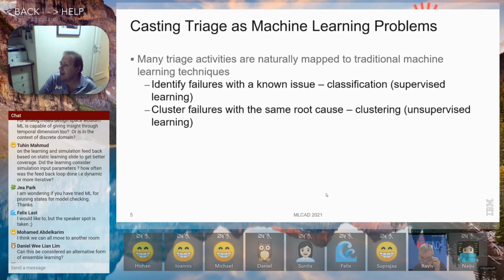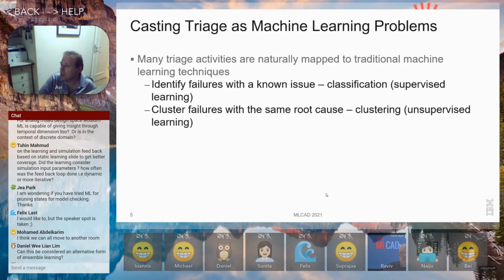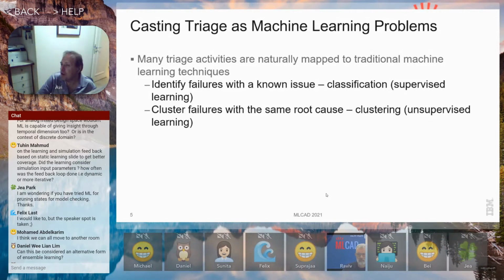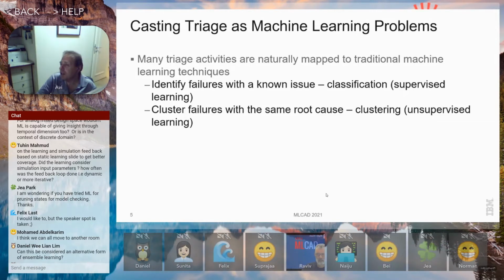The second thing is that we want to cluster failures with the same root cause. As the name suggests, this is clustering, so this is unsupervised learning. We want to take a set of failures, run a clustering algorithm on them, and get basically a cluster for every root cause, and then we can continue with the triage debug process.